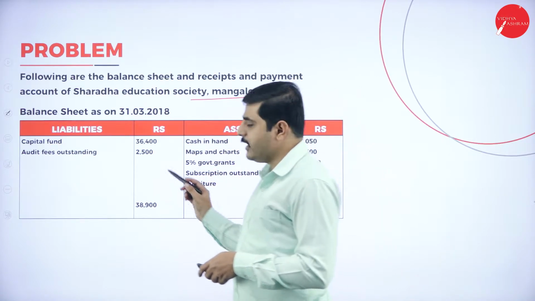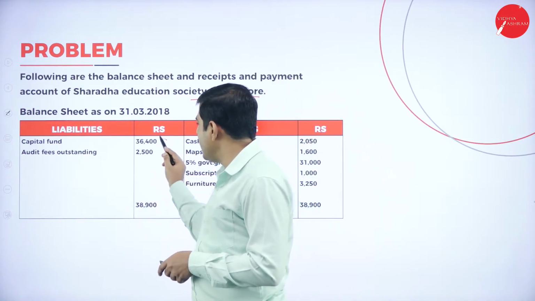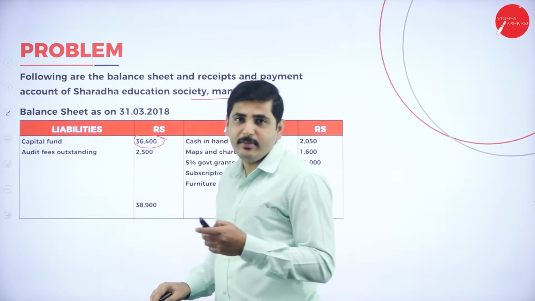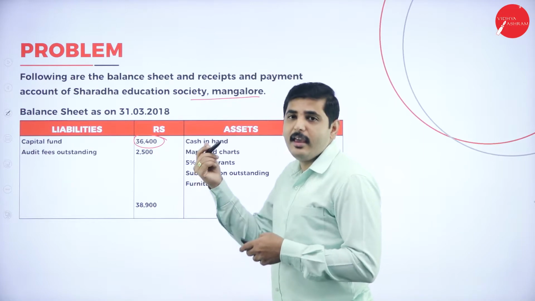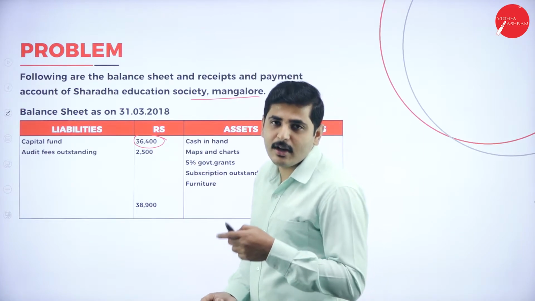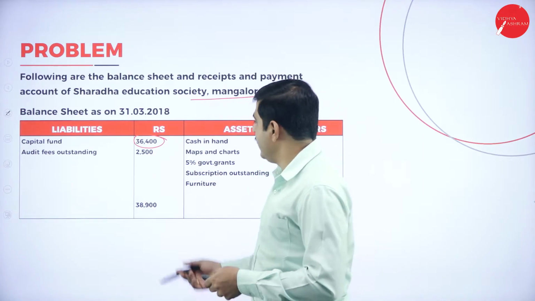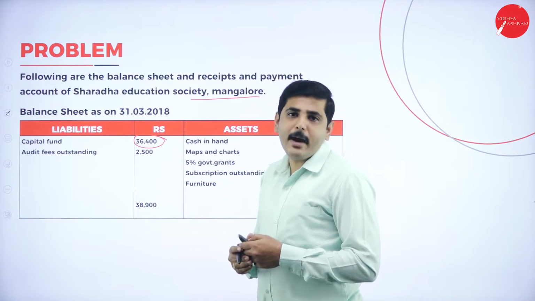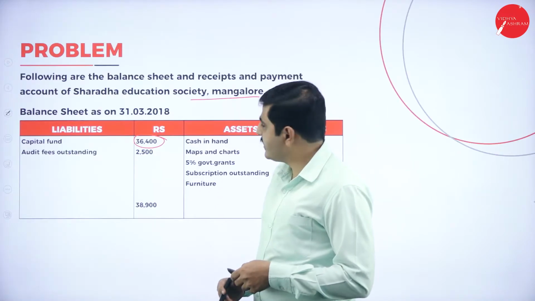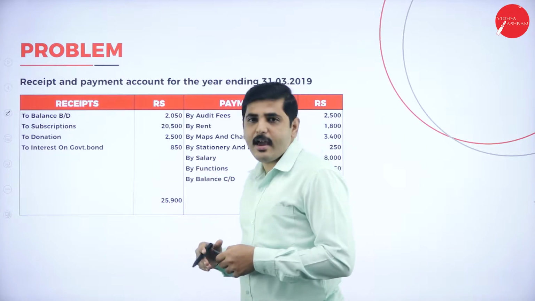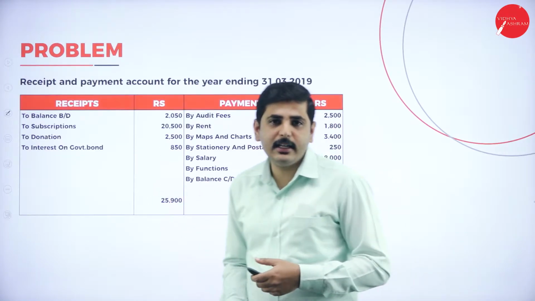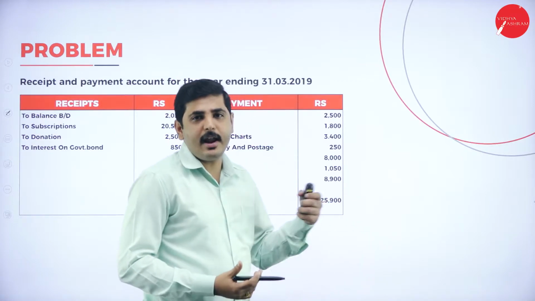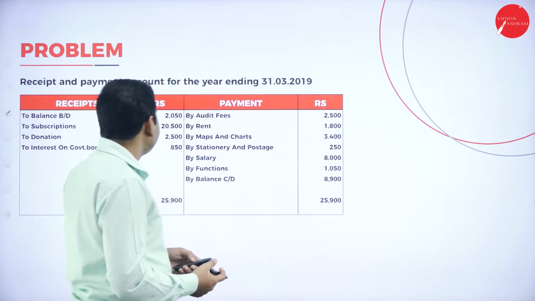So they will give the balance sheet. Sometimes they do not give the balance sheet. We have to identify the capital fund. Capital fund will be missing, so we have to prepare the balance sheet of the previous year. Again, current year income and expenditure account and current year balance sheet. If they give the balance sheet of the previous year and also receipt and payment account of the current year and some adjustments, we have to prepare the current year income and expenditure account and current year balance sheet.